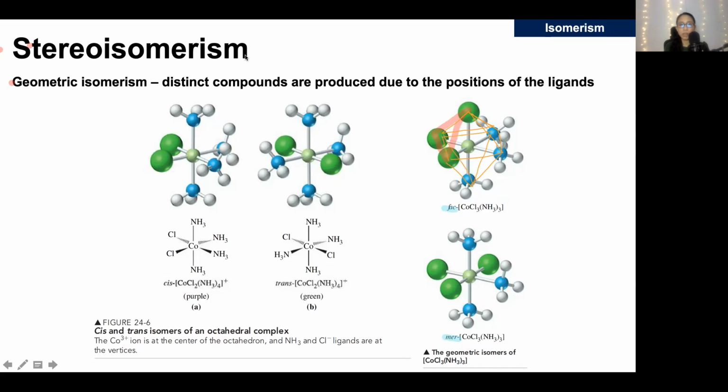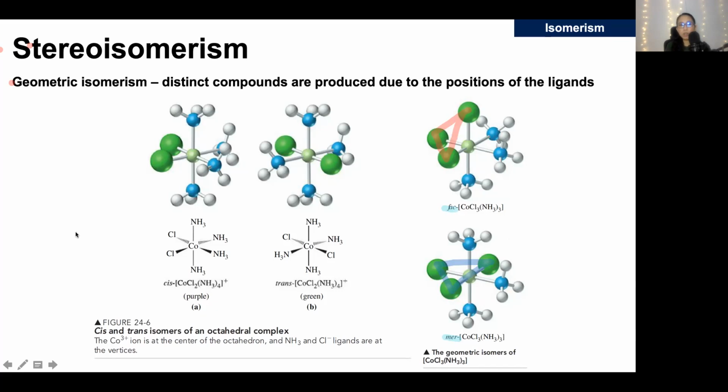So FAC is for facial because the 3 ligands are the vertices of one face of your octahedral structure. Now this one, MER is for meridial because you have the three ligands on the meridial or equatorial position in your octahedral structure.